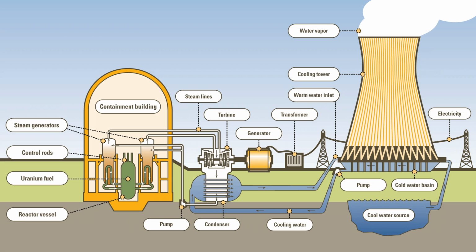There are many parts that make a nuclear power plant work. There are three loops that pump water through the plant: the primary loop, the secondary loop, and the tertiary loop. Other parts include the control rods, the reactor vessel, the containment building, the turbine, the generator, the condenser, and the cooling tower.